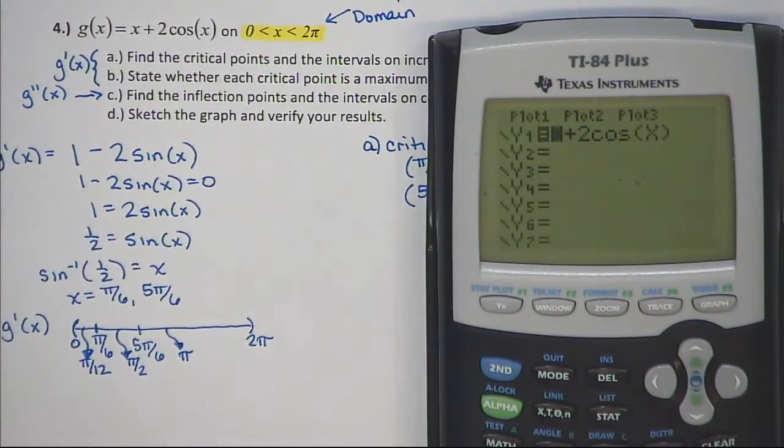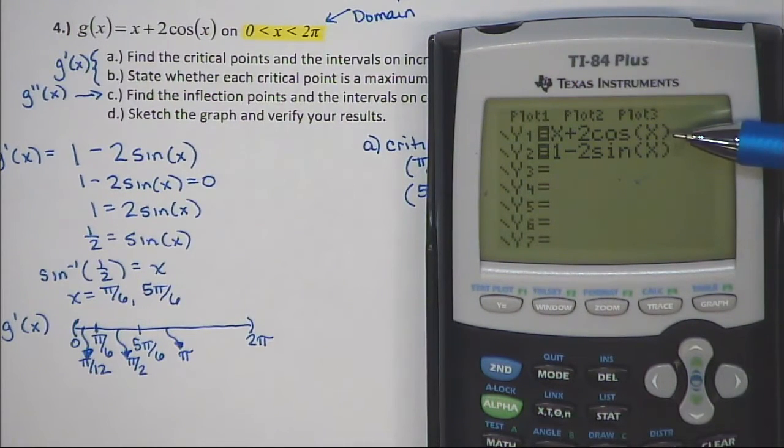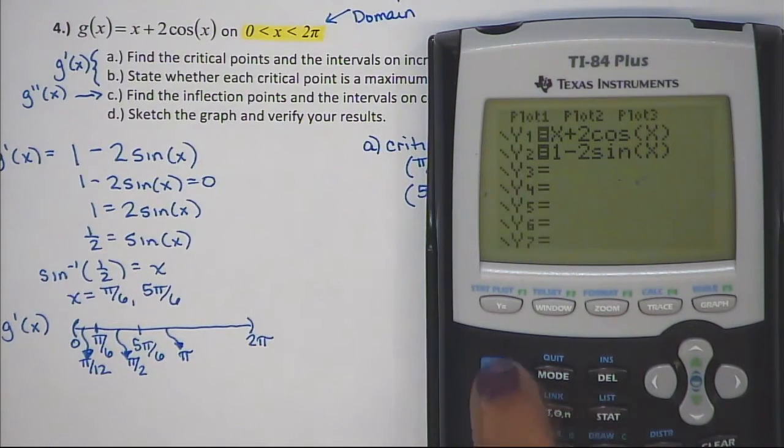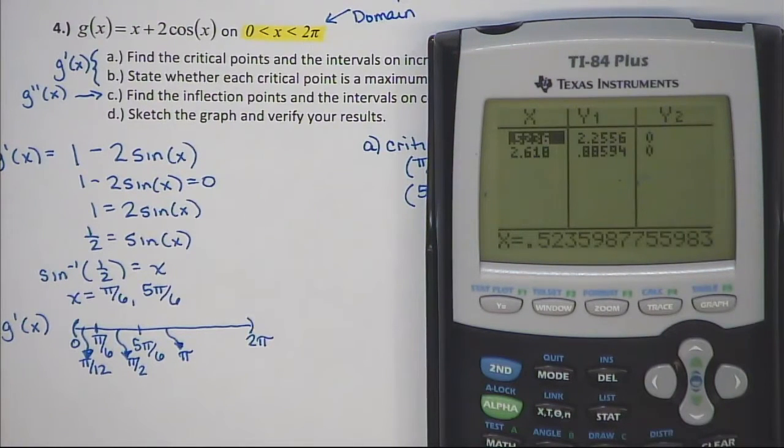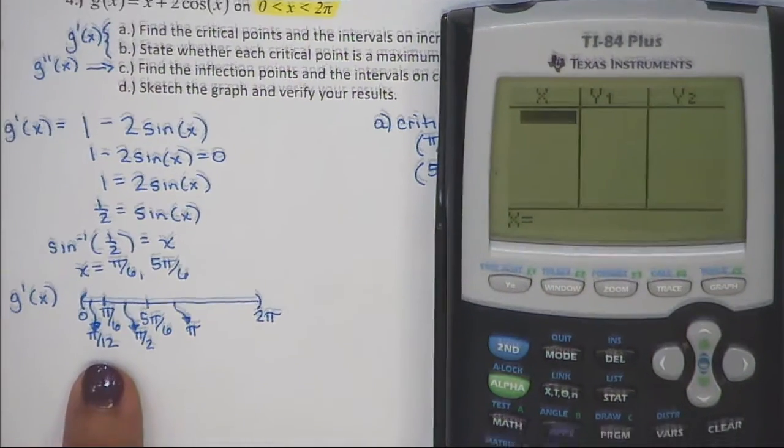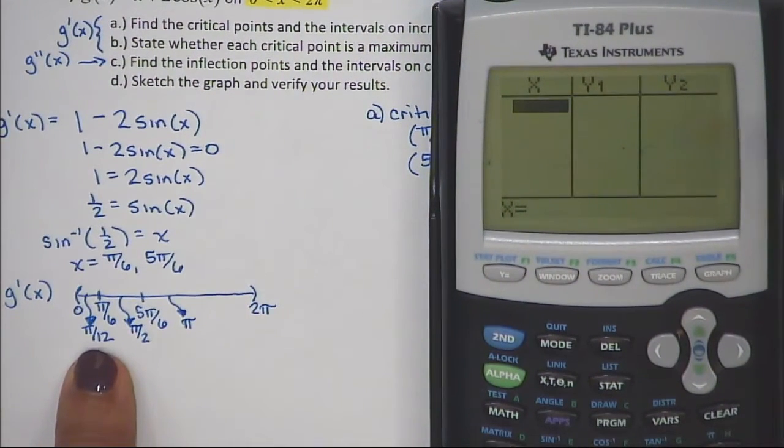So here's what I would do. Go back to y equals, and in y2, you're going to put the derivative. So the derivative is 1 minus 2 sine of x. Now you just need to remember in your table, y1 is your y values, and y2 is the derivative values, right? Okay, so I'm going to go back to my table. I'm going to clear these out just so they don't confuse you. And now I'm going to do my test points. So now, what do I care about? All I care about is if they're positive or negative.